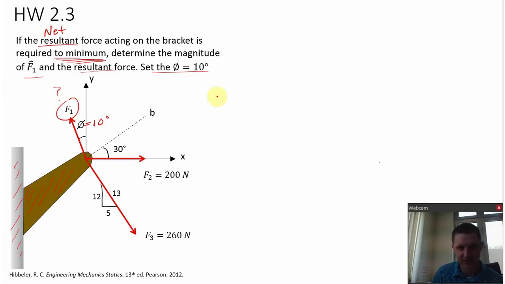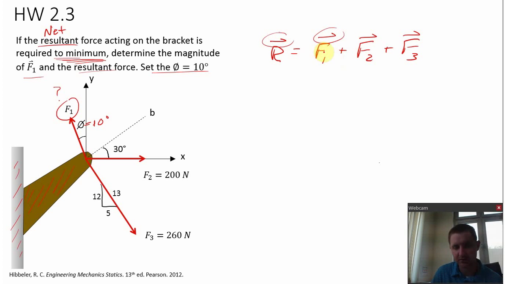We don't know what F1 is. I'm going to write out the general governing equation here. The resultant vector is the sum of all three force vectors acting on the bracket. Don't forget, when you're writing a vector equation, you need the arrows over the variable names to denote that they're vectors. So we just want to add vectors.